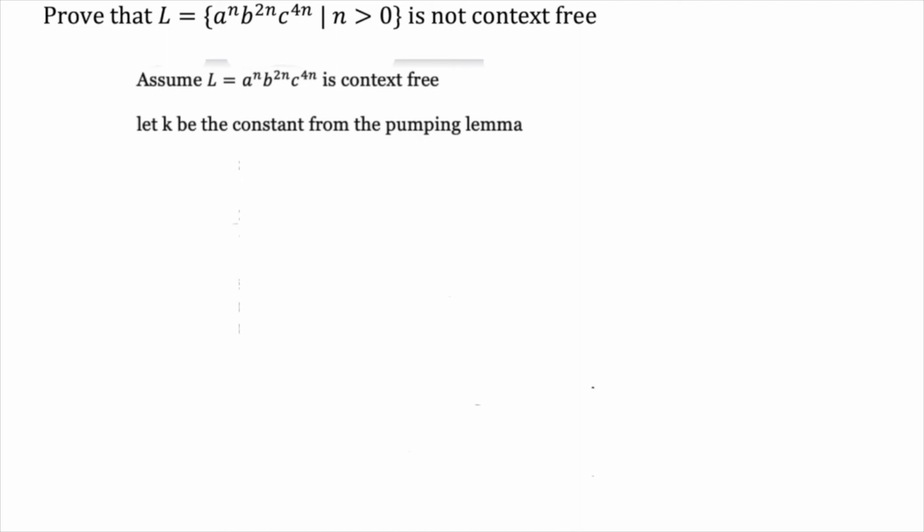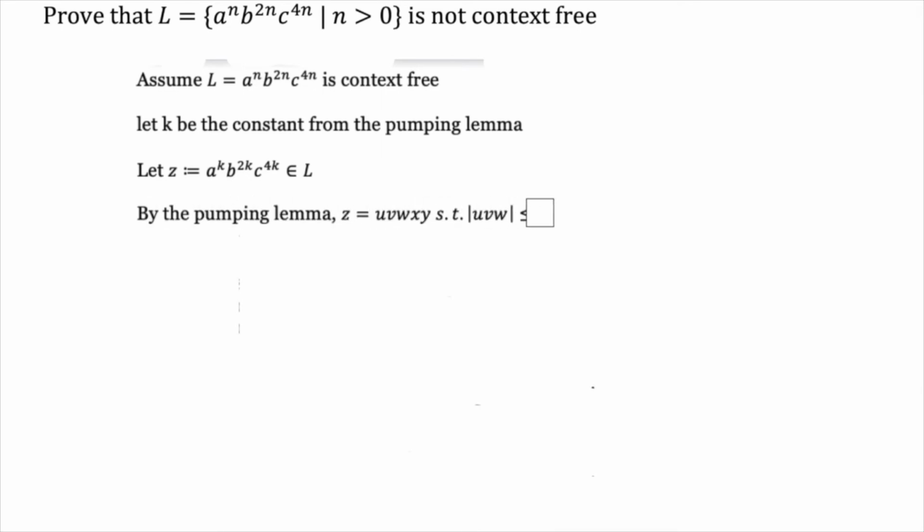Next, we have to choose a word z which has the length of at least k, if not longer. We can let this word z be a to the k, b to the 2k, c to the 4k, which we know is a word in this language L, and it is longer than k. In fact, its length is 7 times that of k. By the pumping lemma, we should be able to decompose this word z into u, v, w, x, and y, such that the length of v, w, and x, there's a typo on the screen, it shouldn't be u, v, w. The length of v, w, and x should be less than or equal to k.